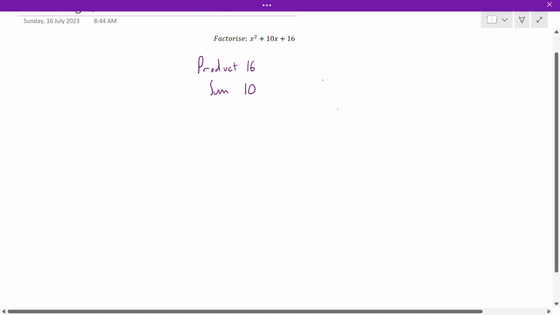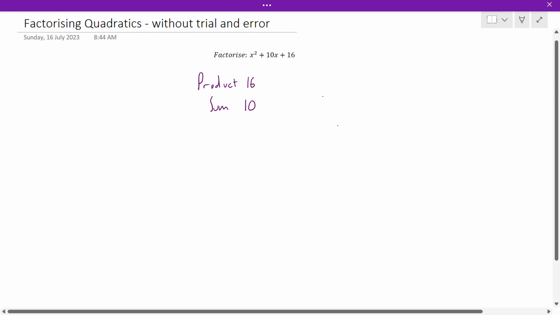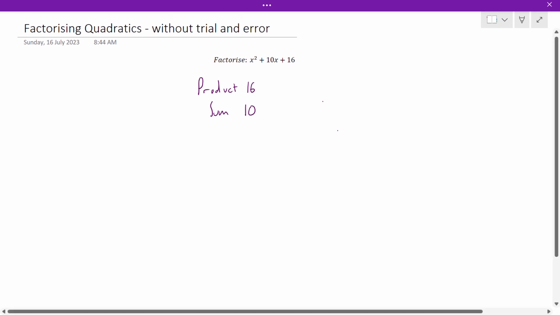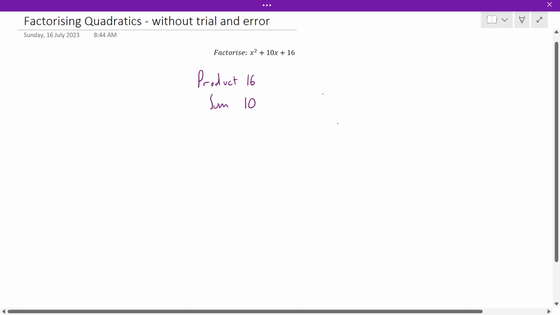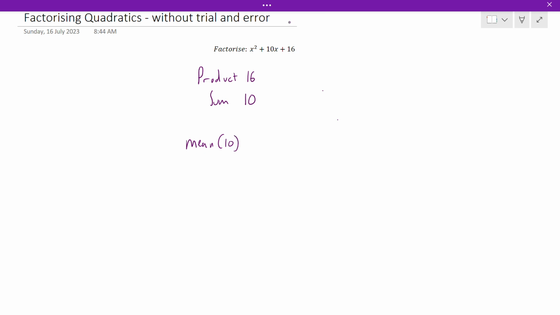So, let's look at the sum of 10 first. If I'm looking for two numbers that have a sum of 10, that means they are both going to be equal distance away from their mean. So let's write that as a mathematical expression. The mean of 10 relative to two terms means my denominator here is 2. 10 divided by 2 is 5.